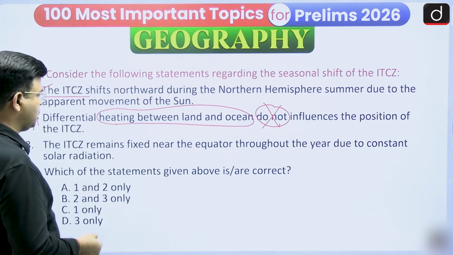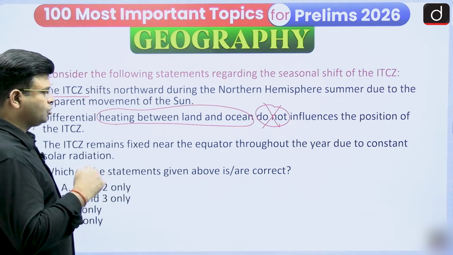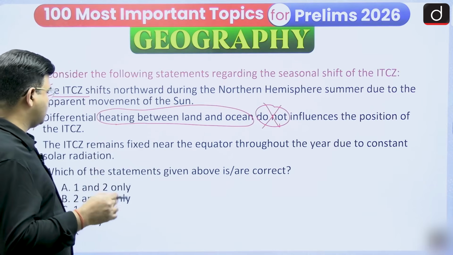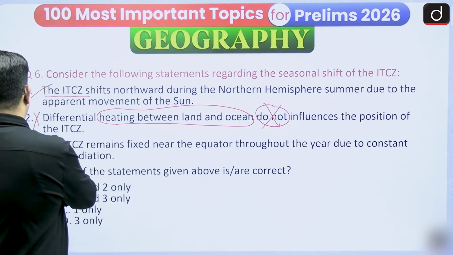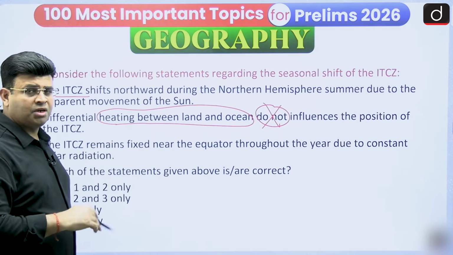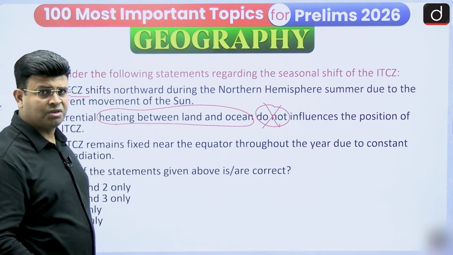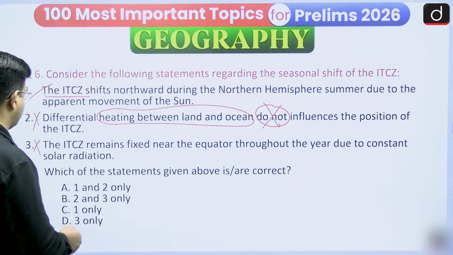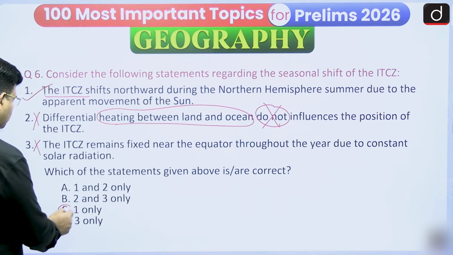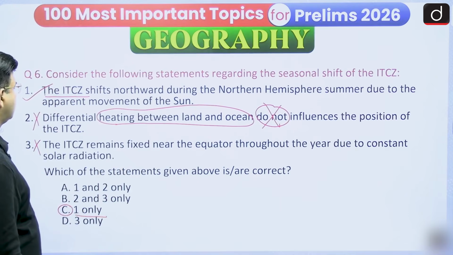The ITCZ remains fixed near the equator throughout the year due to constant solar radiation. No, it is never fixed. When the sun goes into the northern hemisphere, it goes into the northern hemisphere. When the sun apparently shifts in the southern hemisphere, it shifts in the southern hemisphere. So it is not fixed. On the basis of that, we can say that option C, 1 only, is correct.